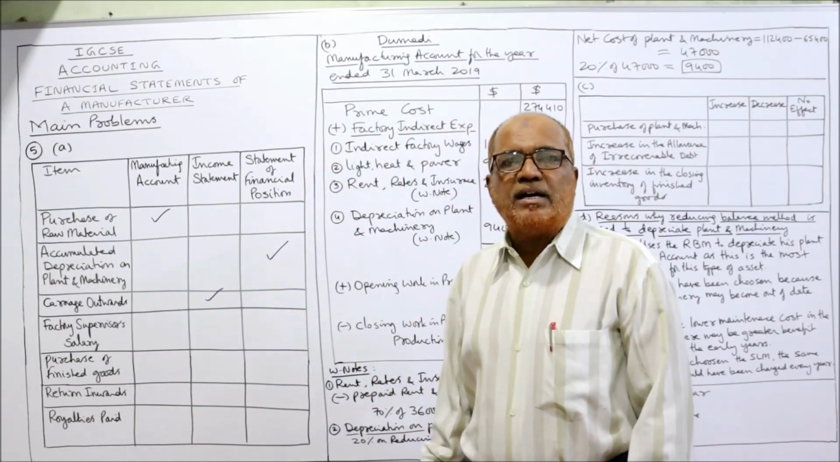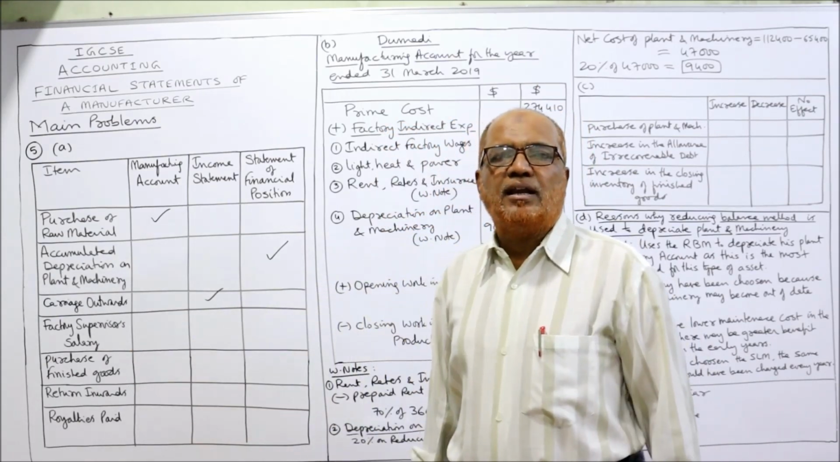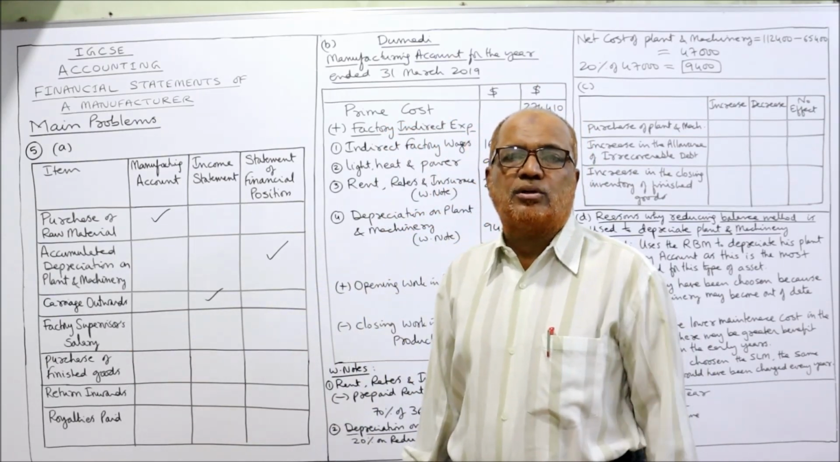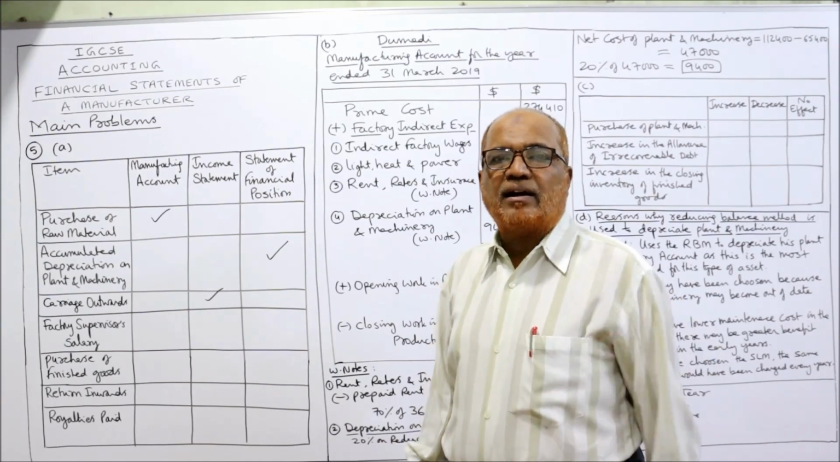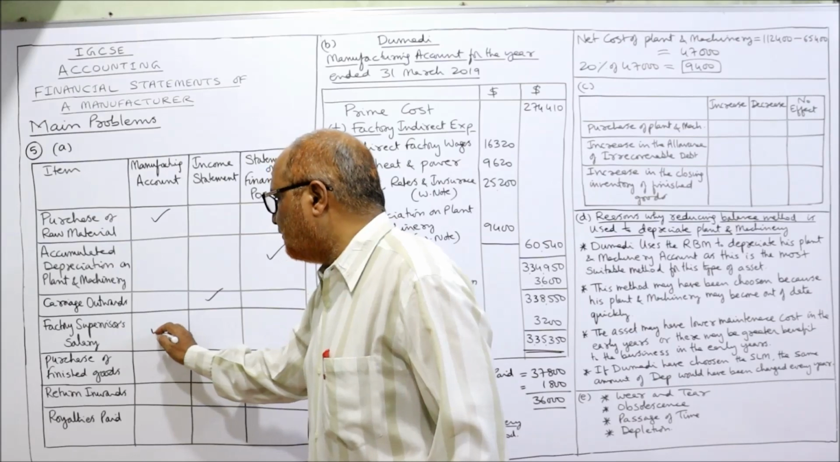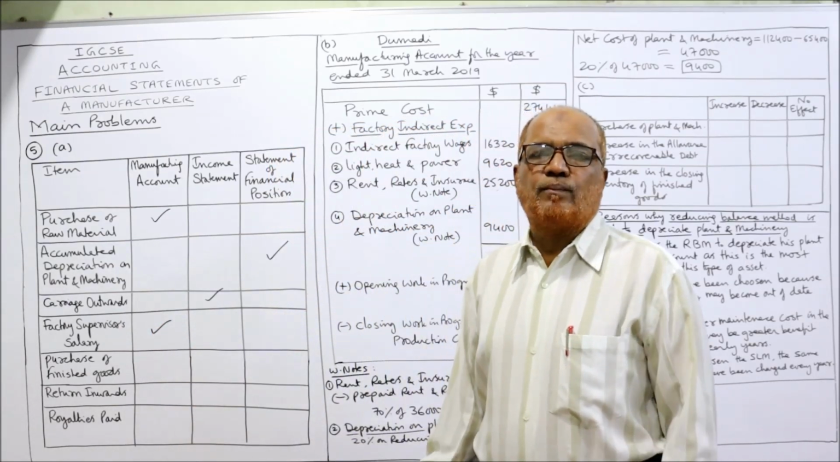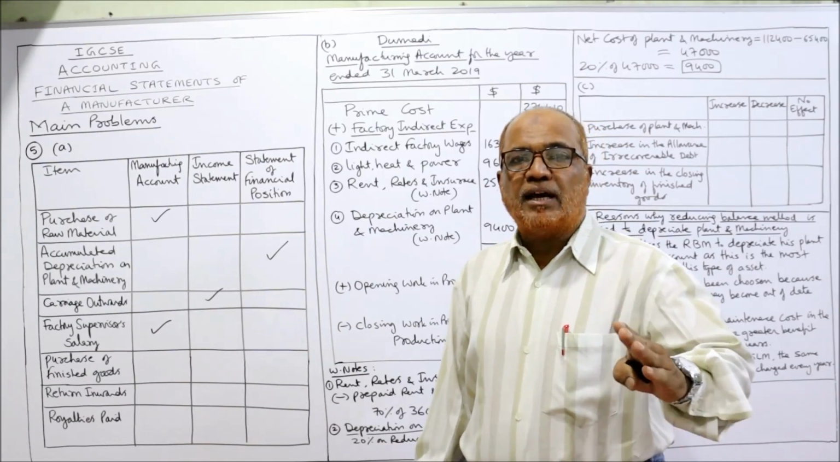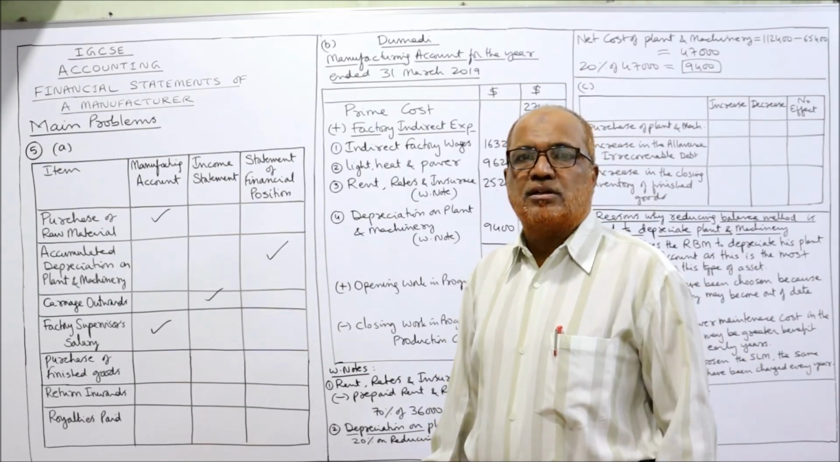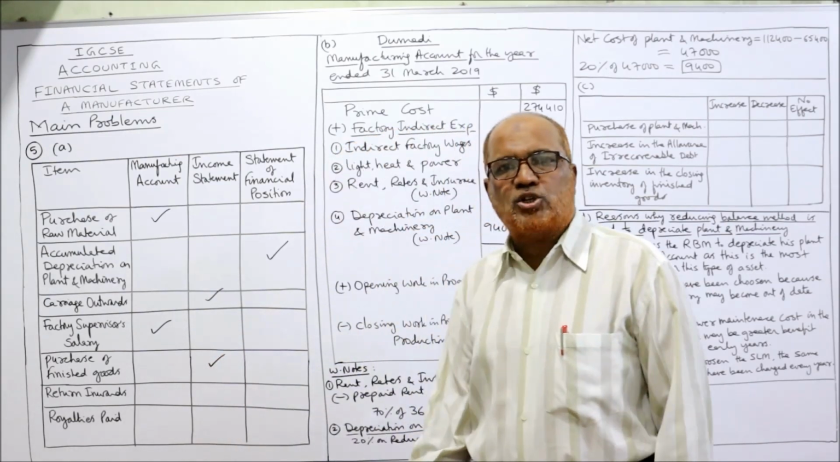Factory supervisor salary will be taken in manufacturing account. It is indirect factory overheads. So here under manufacturing account, I am taking factory supervisor. Similarly, purchase of finished goods. So finished goods will be taken in income statement. So under income statement, I am taking purchase of finished goods.